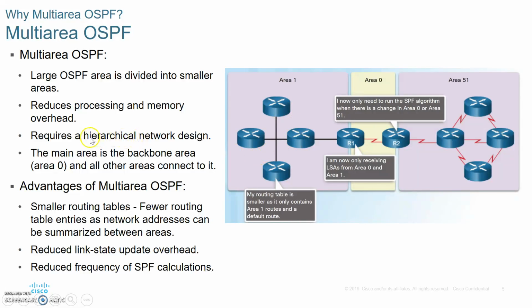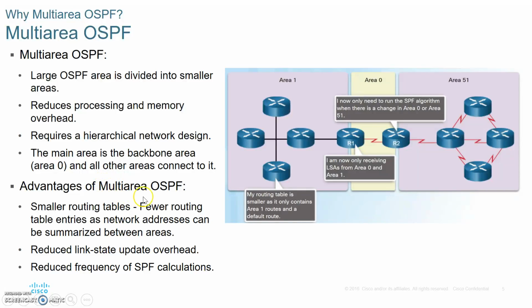But this requires you to design a hierarchical network. The design is not too difficult because there are only two main layers. One is your backbone area and the other is the non-backbone areas. Backbone areas are normally given the number 0. So area 0 belongs to the backbone and the other numbers belong to the non-backbone areas.